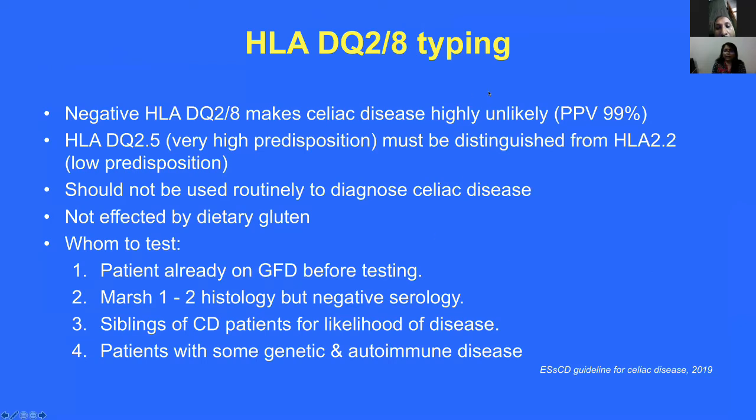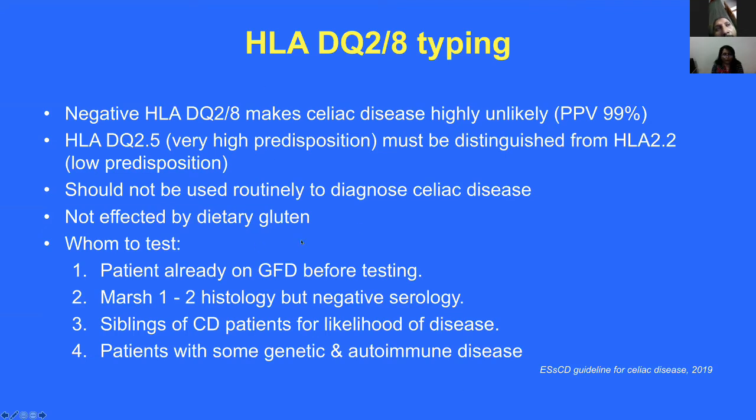HLA-DQ2 and 8 typing is important in patients. A negative HLA-DQ2 or 8 makes celiac disease highly unlikely. That is, the negative predictive value is almost 99%. Out of these HLAs, DQ2.5 has more predisposition, and it must be distinguished from other HLAs in which there is low predisposition. This test should not be used routinely to diagnose celiac disease. Although this is not affected by dietary gluten, if the patient is on a gluten-free diet, other markers may become negative, but this test will remain positive.